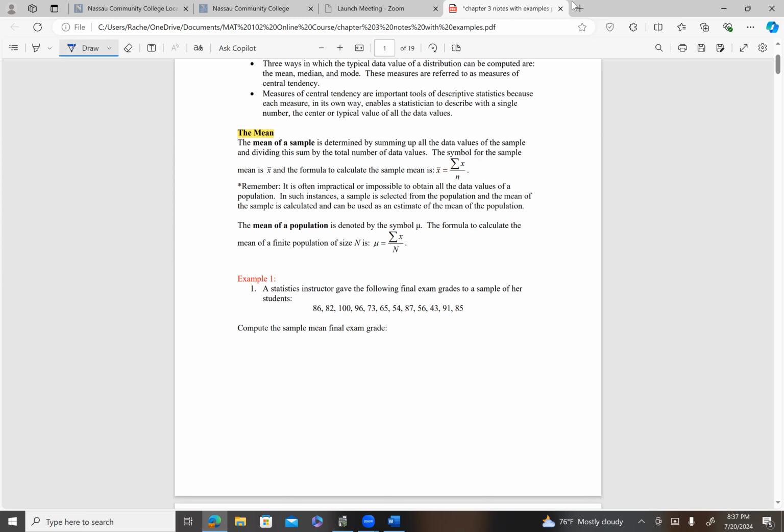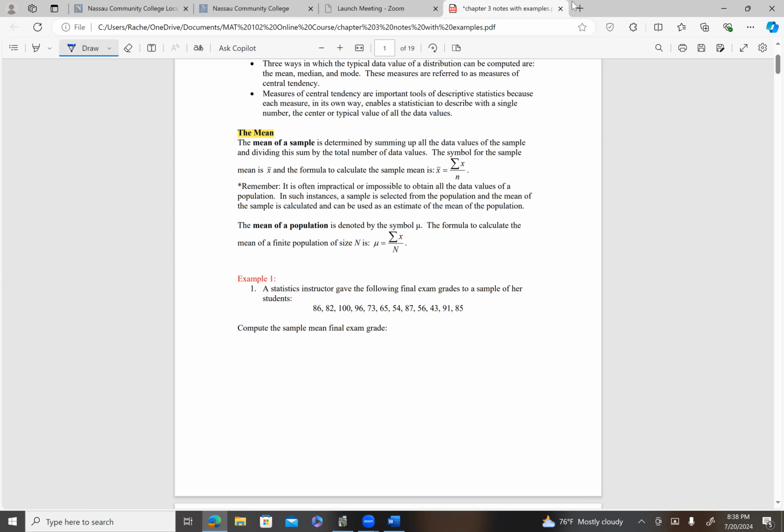Now, let's suppose we had a population, but remember, most likely the data that we're going to be working with is sample data, because remember we talked about in Chapter 1, it's often impractical or impossible to obtain all the data values of a population. So many times we use a sample instead. So most of the time, realistically, we would be able to calculate X bar from a sample. But let's assume, it is possible sometimes that we have data from a whole population.